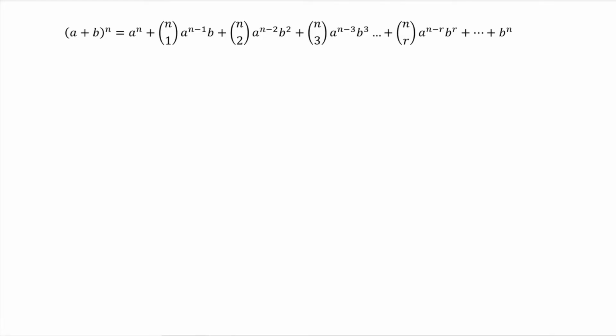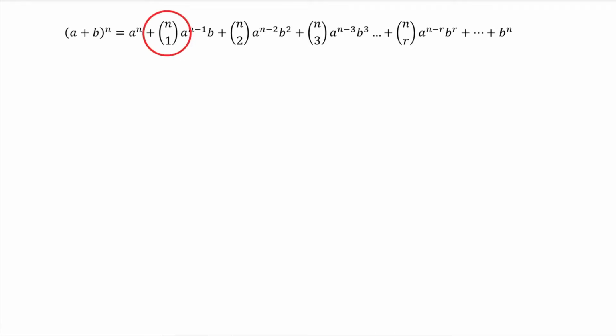Okay, so for this first equation, we have (a + b)^n equals a^n plus nC1 times a^(n-1) times b plus nC2 times a^(n-2) times b squared, and so on until we reach b to the power of n. Now you would get this kind of equation or something similar to it in your textbooks.